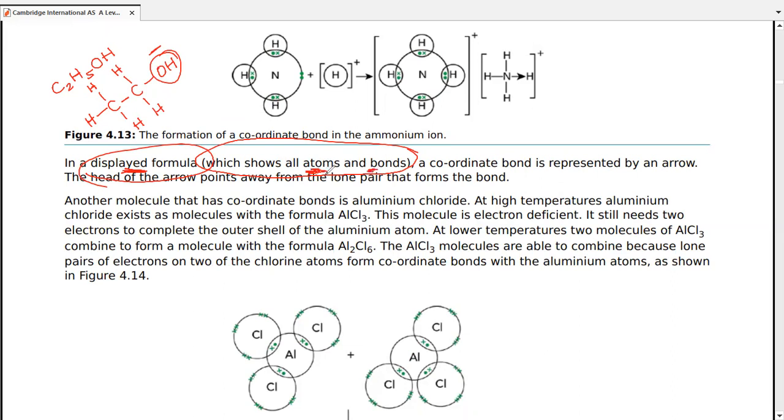You may be showing all the atoms. Yeah, you're right with that. But you're not showing all the bonds. So this would be incorrect in A-levels.